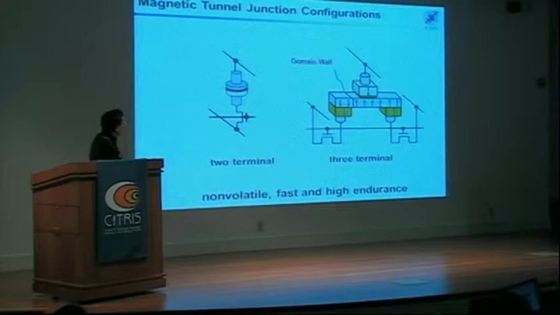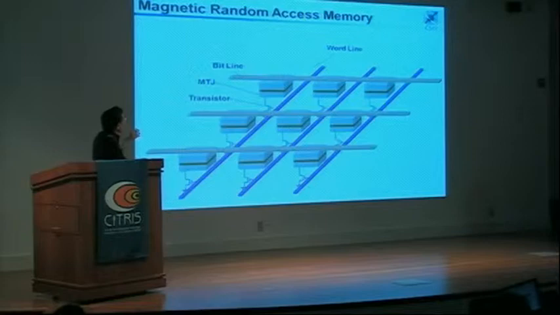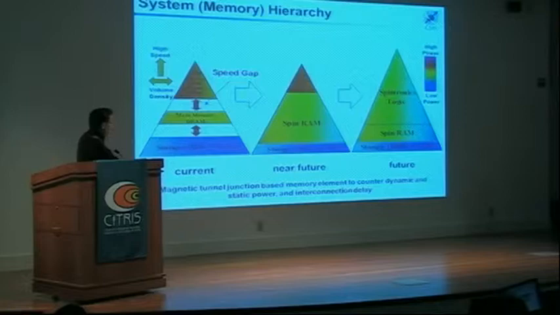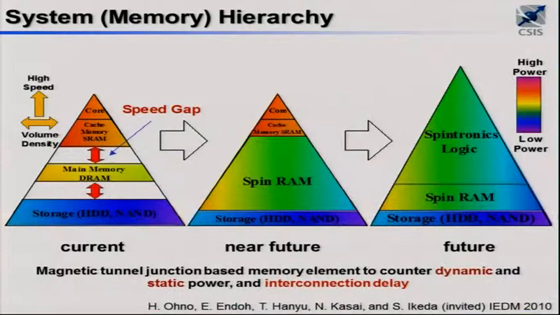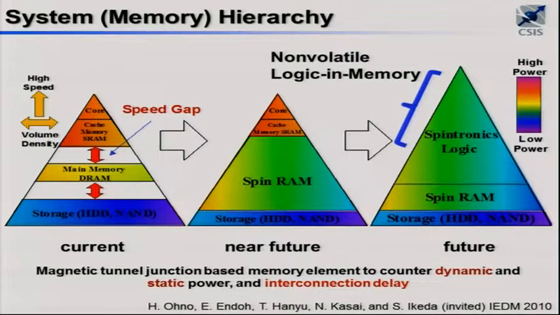Okay. So when you have an array of these two-terminal devices, you can construct a magnetic random access memory or magnetoresistive random access memory. And using those magnetic random access memories and variations of them, we plan to close this speed gap between storage and DRAM and SRAM type memories in the near future. And in the more distant future, we are planning to make the system greener by non-volatile logic and memory architecture, which I am going to explain to you in the next slide.